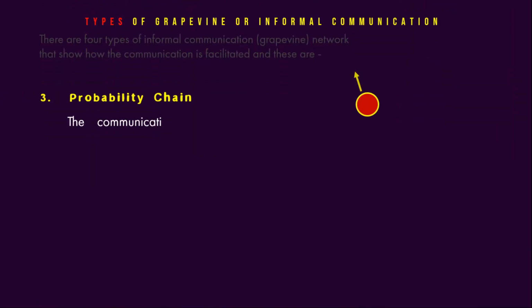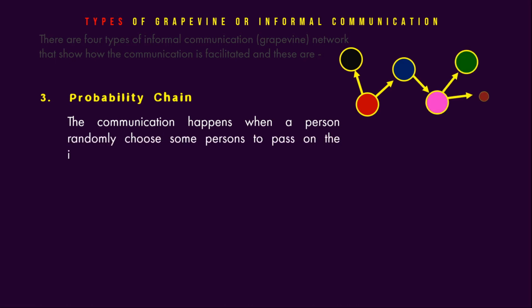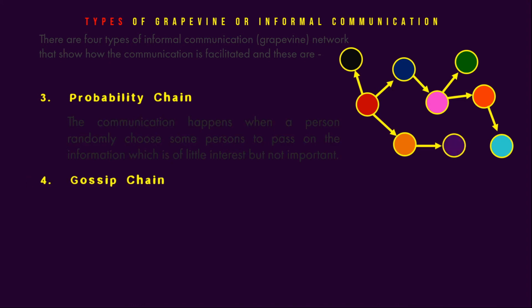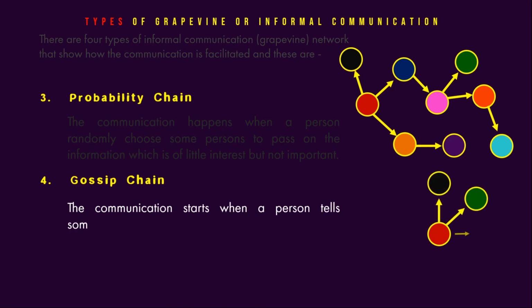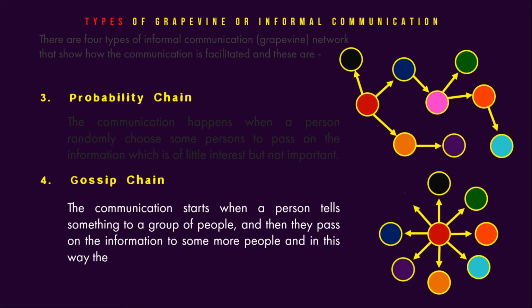Probability chain, the communication happens when a person randomly chooses some person to pass on the information which is of little interest but not important. Gossip chain, the communication starts when a person tells something to a group of people and then they pass on the information to some more people, and in this way the information is passed on to everyone.